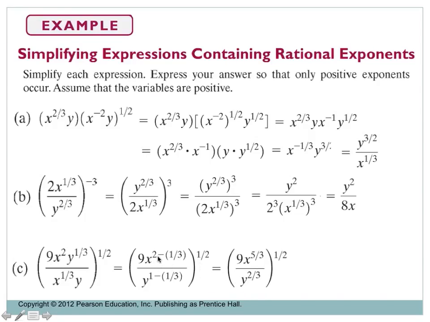And then we go ahead and just combine these fractions. 2 minus 1/3 gives you 5/3. 1 minus 1/3 gives you 2/3. And then we have to distribute our 1/2, which is not so nice looking, but we're just left with 9 to the 1/2, which is going to be 3. 5/3 times 1/2 gives you 5/6, so we have 3 times x to the 5/6. And then we have 2/3 times 1/2, which gives you 1/3.